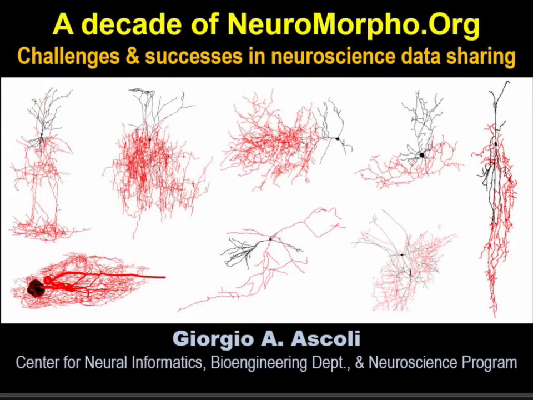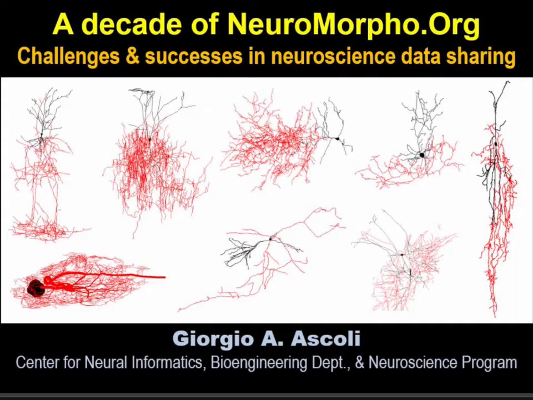So today, I'm going to take advantage of this Krasnow seminar for celebrating a special birthday, birthday number 10 of a project that was started and still thrives here at Krasnow, namely Neuromorpho.org, a database of digital reconstructions of neuron morphology. And along the way, I will try to, in passing, make a few comments on what works and what does not work in neuroscience with respect to data sharing.